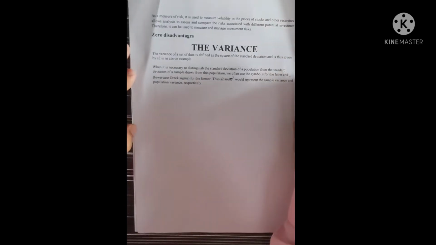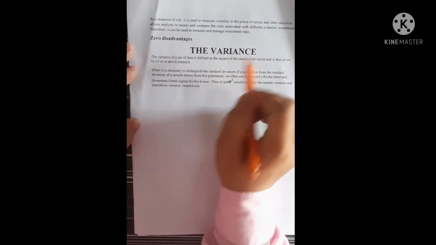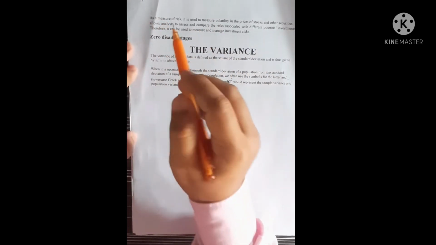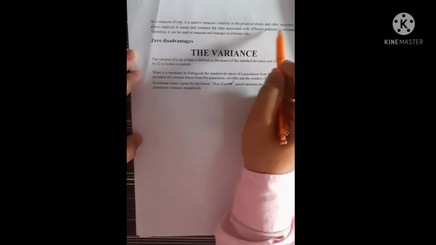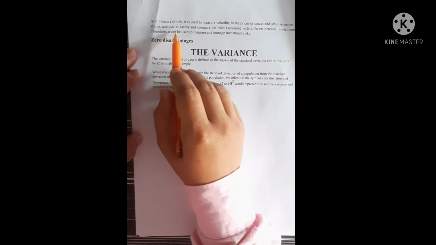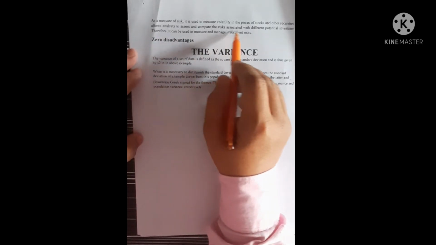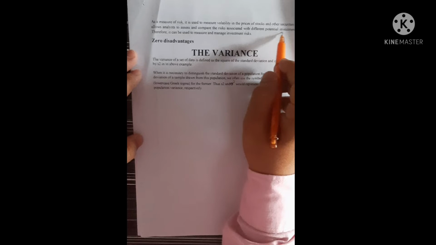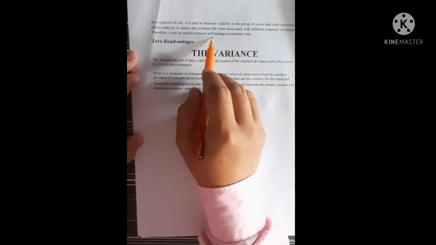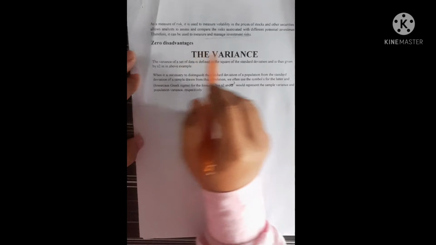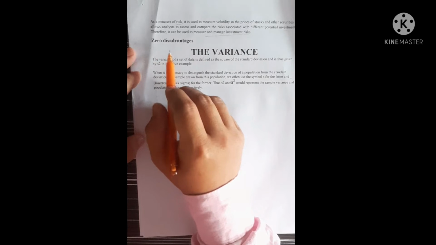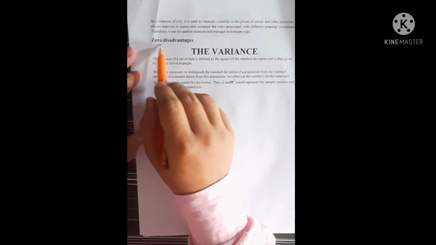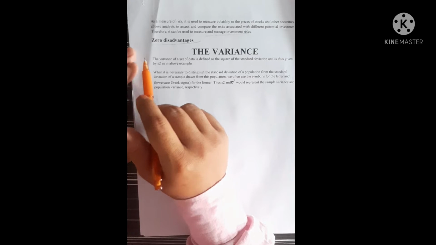Now we will see the next part, which is the variance, but before variance we complete this topic. As a measure of risk, it is used to measure volatility in prices of stock and other securities. It allows analysts to assess and compare the risk associated with different potential investments. Therefore, it can be used to measure and manage investment risk. So this is called zero disadvantages.